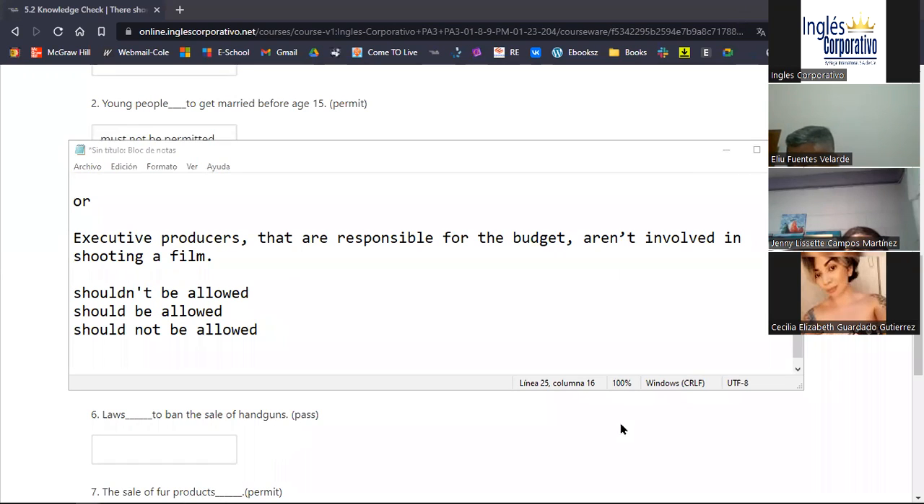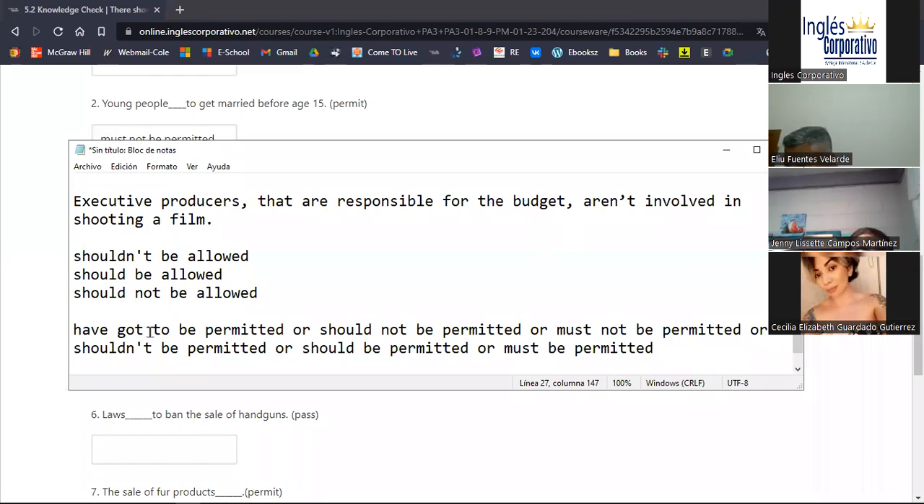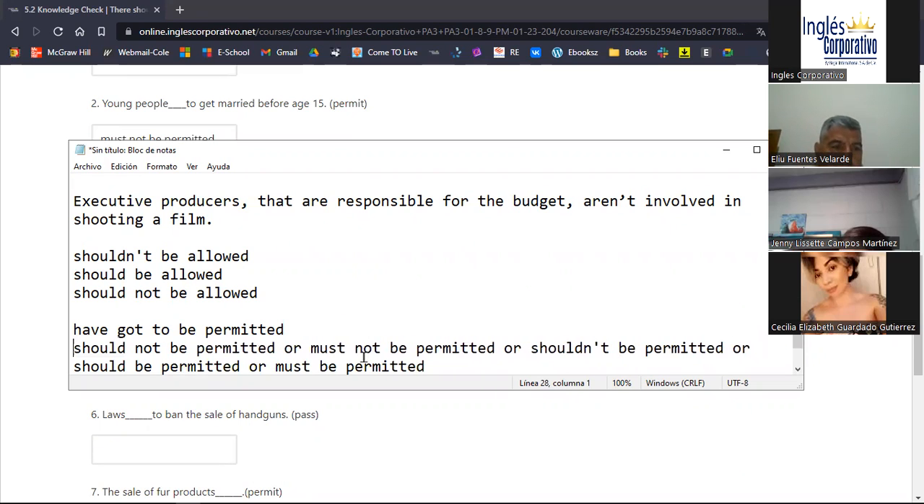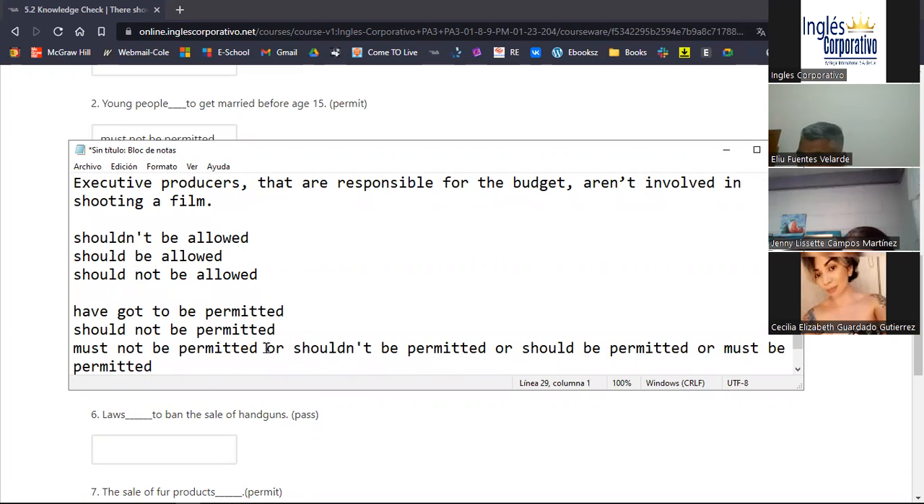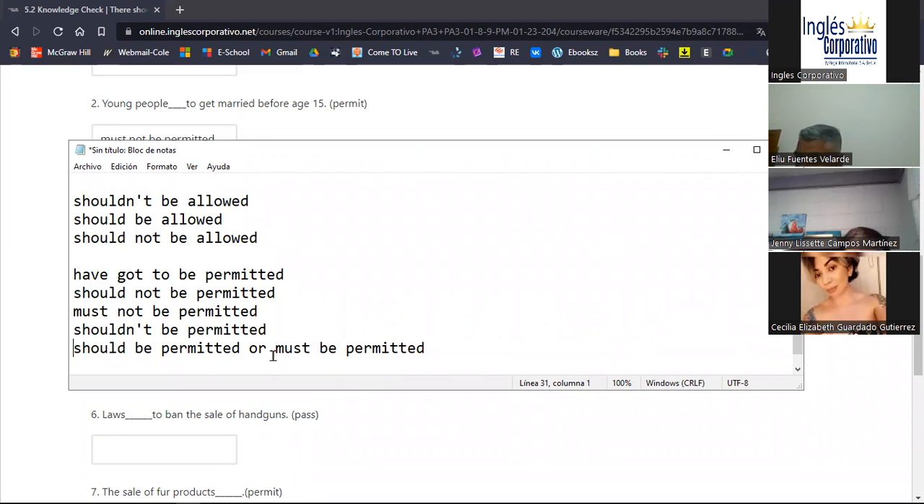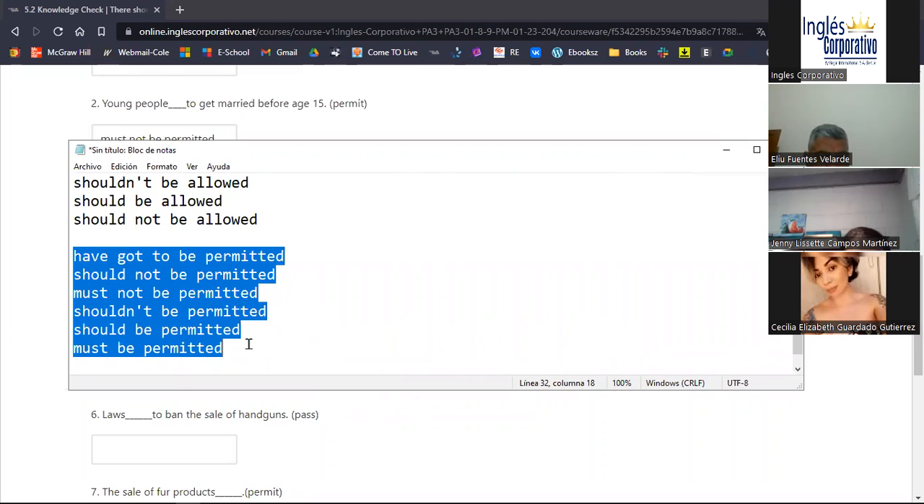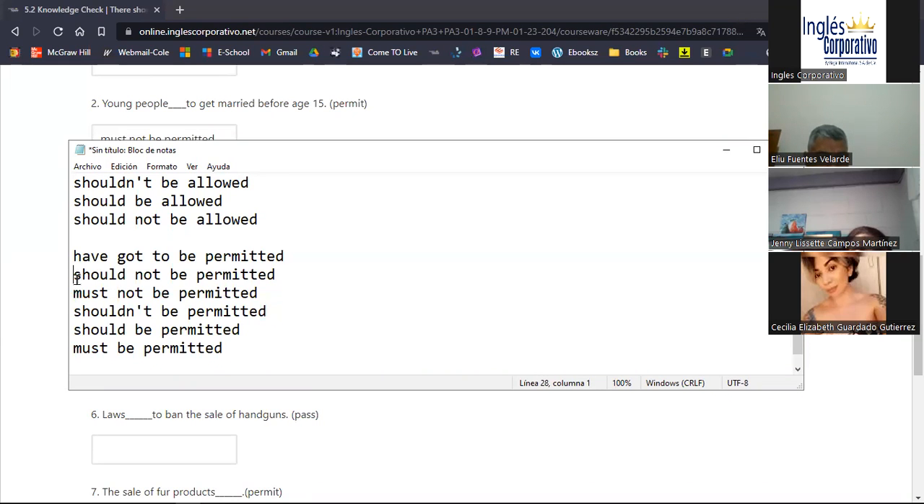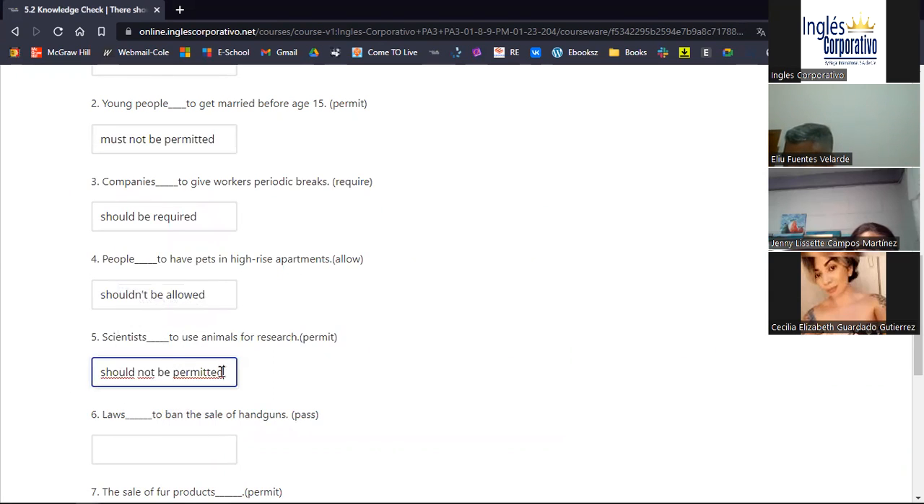Those options, todas las opciones que escuché por ahí, have got to be permitted, porque es una versión British, okay, inglés británico. O puede ser should not be permitted. Or you can say must not be permitted, or shouldn't be permitted, or should be permitted, or must be permitted. So for number five, all of these are possible. In this case, I'm going to pick shouldn't be permitted or should not be permitted.